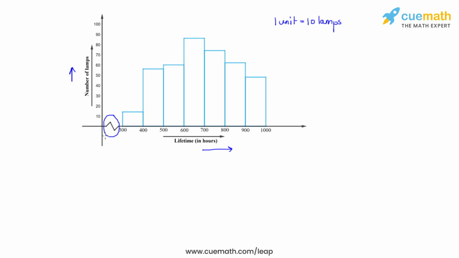Now we had to find how many lamps have got a lifetime of more than 700 hours. These three are the bars which represent a lifetime of more than 700 hours, and the frequency for each of them was 74, 62 and 48. So we'll add them all. That is 74 plus 62 plus 48 gives us 184 lamps. So 184 neon lamps have got a lifetime of more than 700 hours.